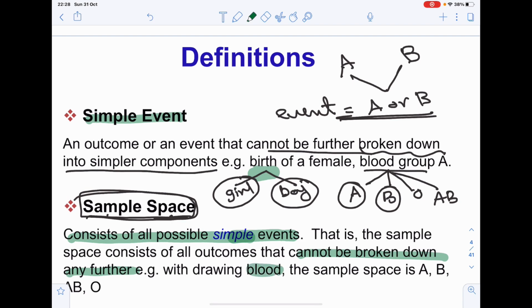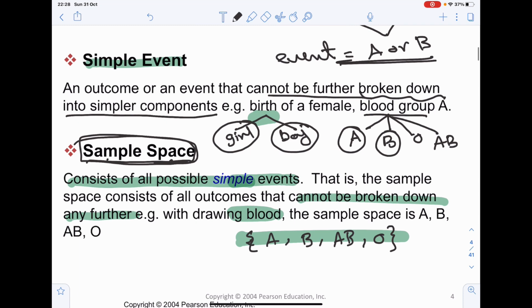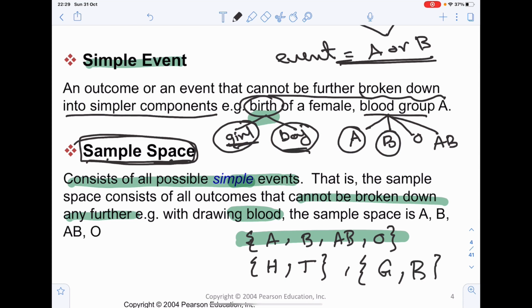For example, in drawing blood, my sample space would be, أقدر أكتبها بأقواس مجموعة {A, B, AB, O}. So this is my sample space of drawing blood. Okay, for example, for tossing a coin, يعني إذا رميتي قطعة معدنية, either you will have the first face, which is head, or the second face, which is tail. Another example of sample space is the birth; as we said, it's either girl or boy, so you can say G or B. Okay, so basically you have to list all the possible outcomes of your experiment in your sample space.